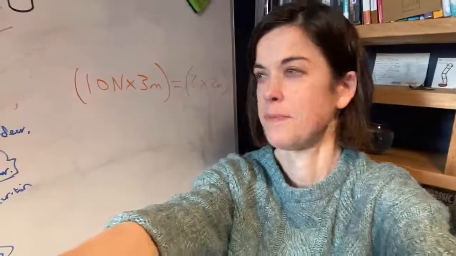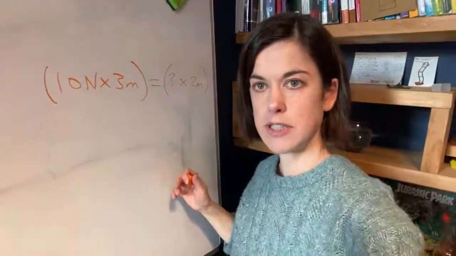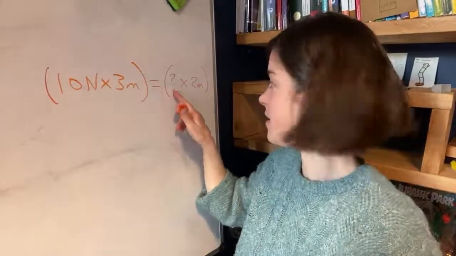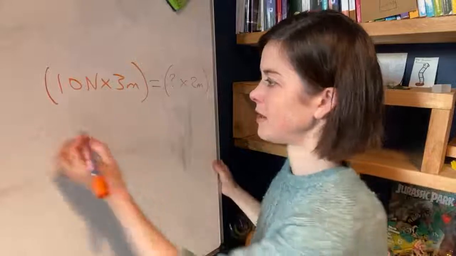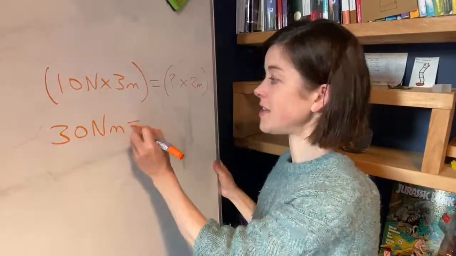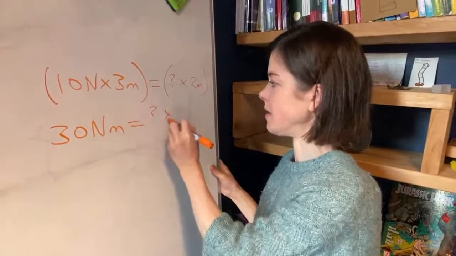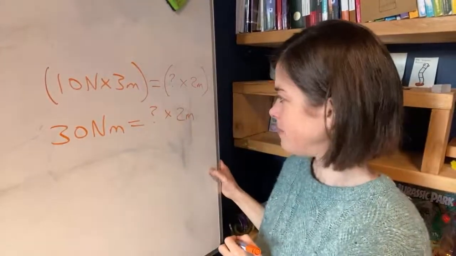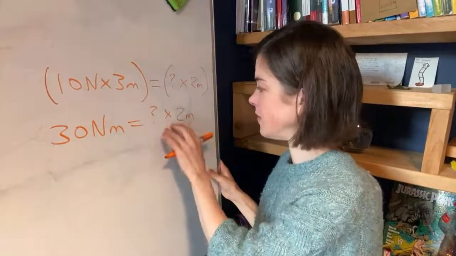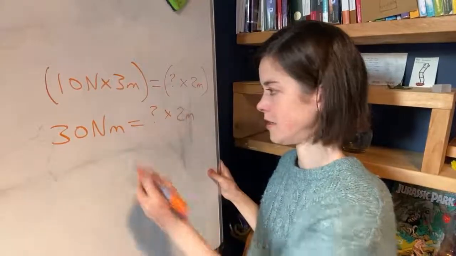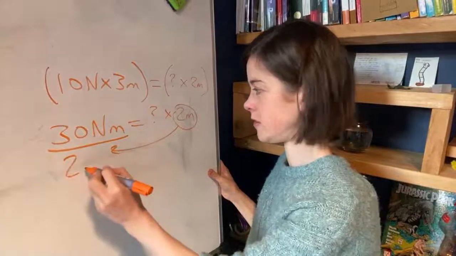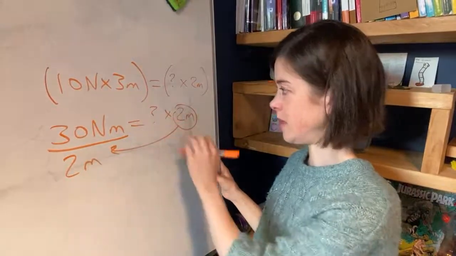So I've ended up with 10 newtons times 3 meters equals Janet's weight, whatever it is, times 2 meters. So let's just simplify a bit. 10 times 3 is 30 newton meters. So 30 newton meters is the same as Janet's weight times 2 meters. So this is good, isn't it? We're timesing on this side. So when you rearrange an equation, if you're timesing on that side, you've got to divide on the other side. So I'm going to say 30 newton meters divided by 2 meters is equal to Janet's weight.